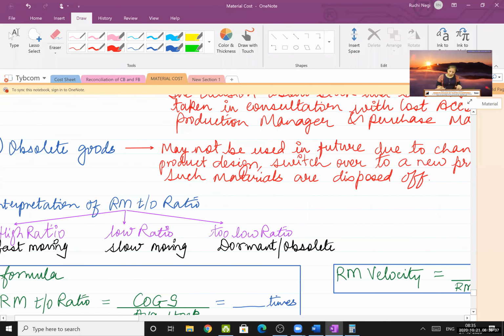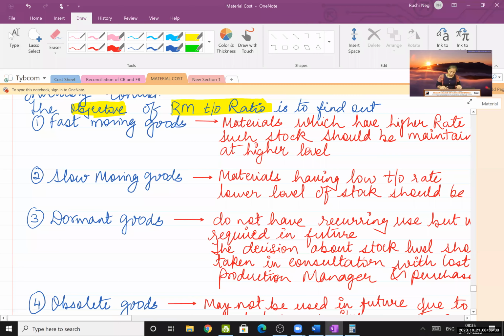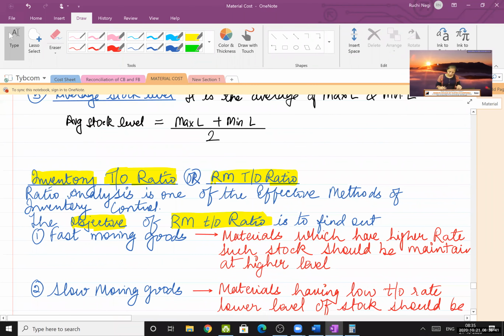So is it clear about raw material turnover ratio? Just acknowledge it in the chat box.